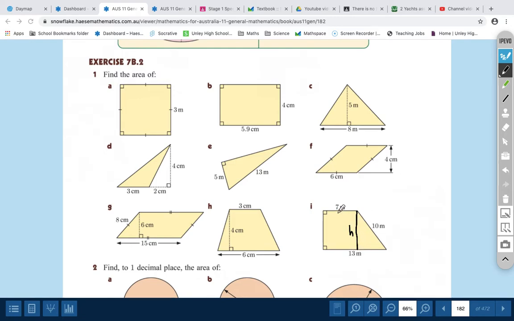If that's 13 and that's 7, and I've just drawn a line down there. Now I've got a triangle and a rectangle. I think that might help. Let's have a look. That could be 7 down there. 7, I've got to get up to 13. 7 plus 6. Now I could work out that height. And I think I'm going to have to.